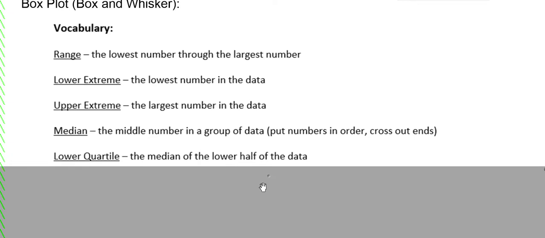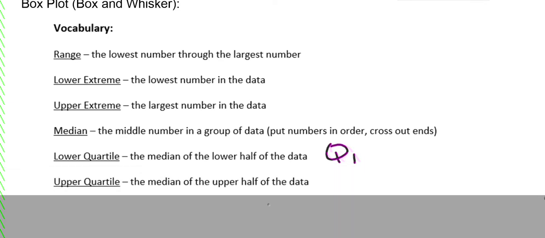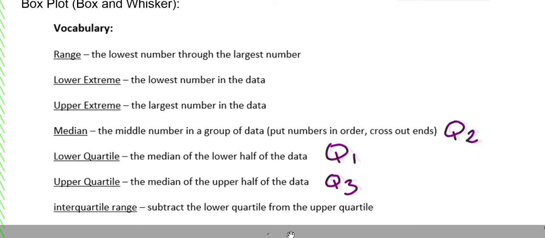Our lower quartile, also known as quartile 1, is the median of the lower half of the data. The upper quartile is the median of the upper half of the data, and that's known as quartile 3. And going back up, median is quartile 2. And then finally, we have the interquartile range, which you subtract the lower quartile from the upper quartile. So you take quartile 3 minus quartile 1.